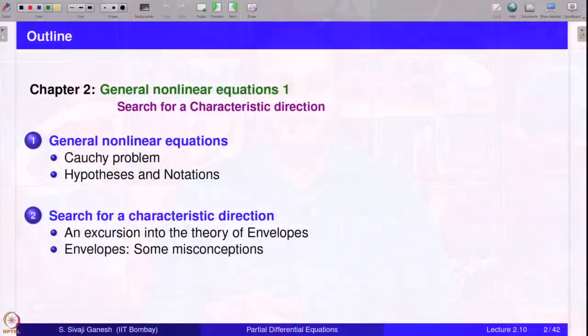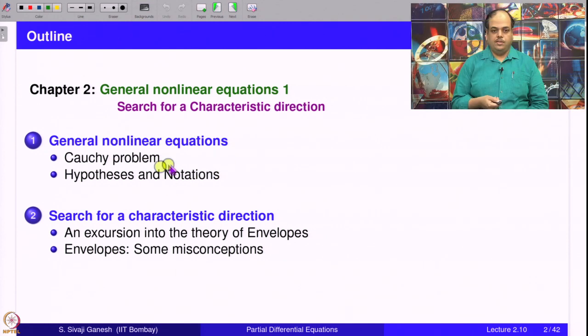First, we set up the notation for the Cauchy problem for general nonlinear equations and the hypothesis. Then in the search of characteristic direction, we will be led to the study of the theory of envelopes. And since we are anyway doing the theory of envelopes, I would like to point out a few misconceptions which are there in the form of language sentences.